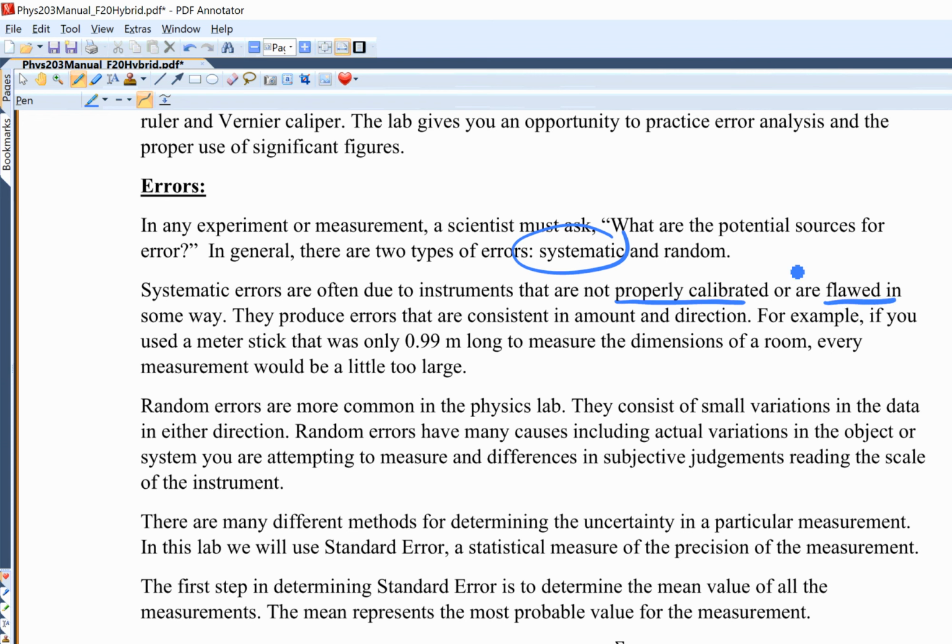They would generally produce errors that are consistent in amount and direction. That means that it's always going to measure too big or it's always going to measure too small. Usually, not necessarily, but usually. So if you used a meter stick that was only 99 centimeters long, or 0.99 meters, then every measurement that you made would be a little bit too big. All of your rooms would just be a little bit smaller because the measuring device that you used was not right. And then random errors are even more common, and these are just small variations in the data.